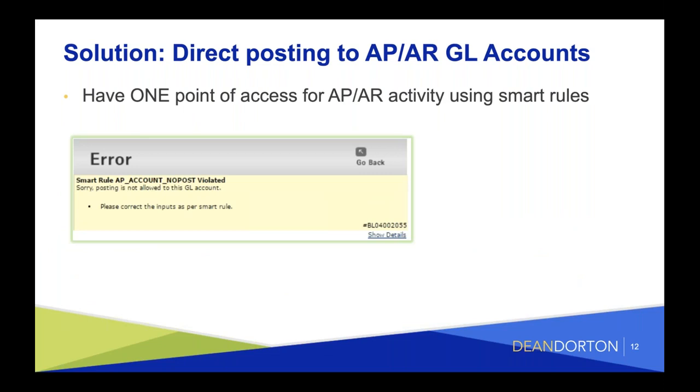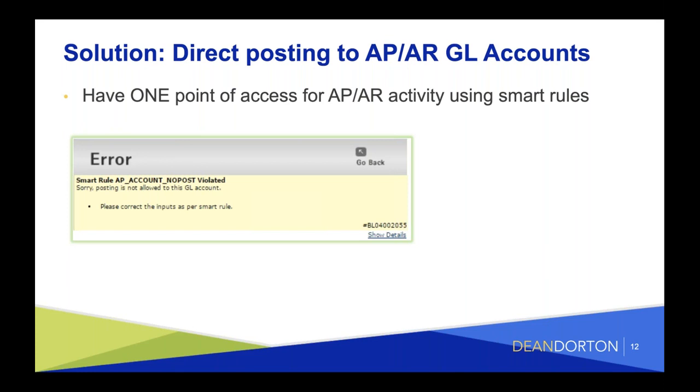What could be a solution for this? Well, you could have one point of access for AP and AR activity by using SMART rules. And this actually is something that I had not thought of, to be perfectly honest. Makes complete sense that you would be able to do it, but I just had not thought about it until I started preparing for this particular presentation.